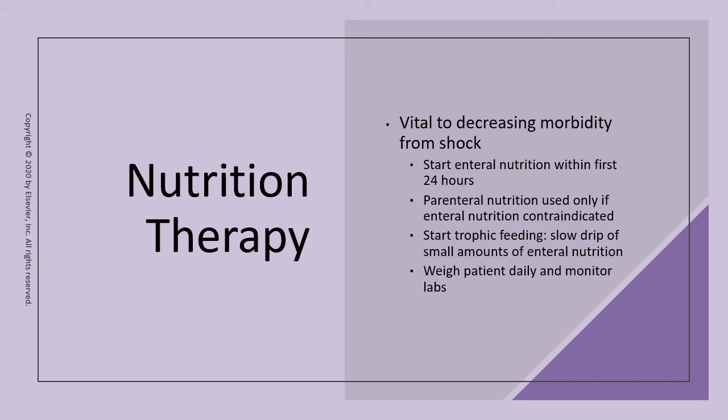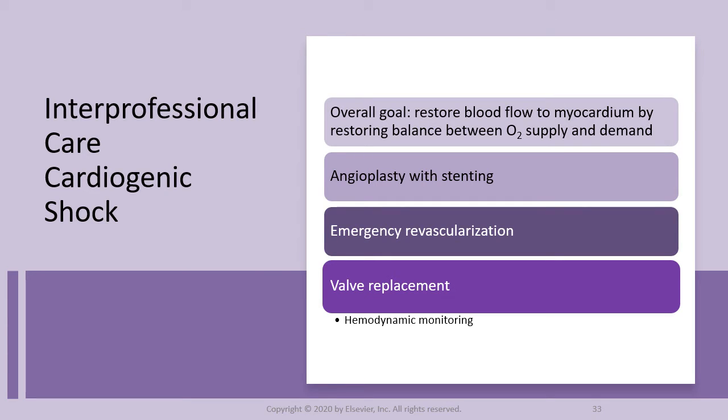Protein calorie malnutrition is common because of hypermetabolism. Nutrition is vital to reduce mortality. Enteral nutrition should be started within the first 24 hours. However, full calorie feeding is not tolerated during acute illness. Start the patient on a trophic feeding. This is a small amount of enteral feeds. Early enteral nutrition enhances the perfusion of the GI tract and helps maintain the integrity of the gut mucosa. Advance feedings as tolerated and prescribed. Parenteral nutrition is used only if enteral nutrition is contraindicated.